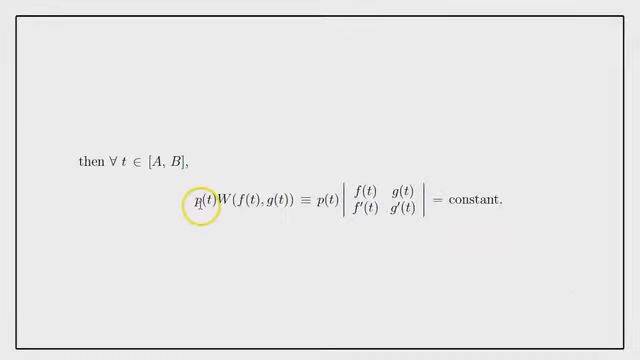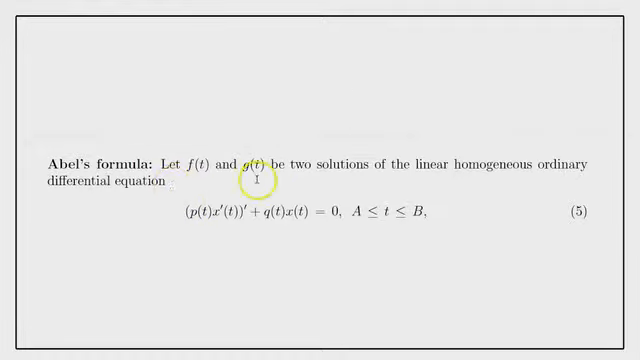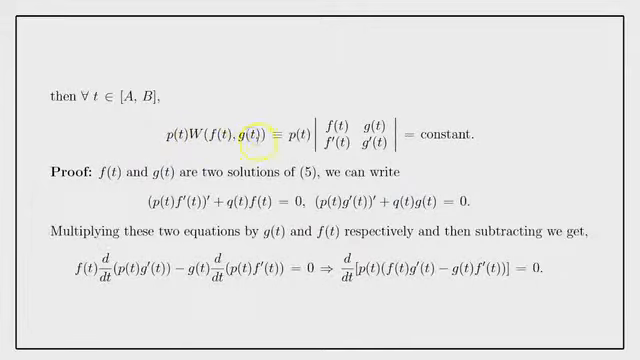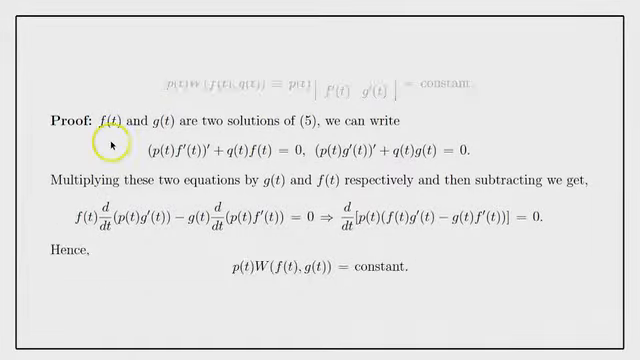Then pt times the Wronskian of f and g, which is denoted by W of ft comma gt and is defined as the determinant, whose first row consists of ft and gt, and second row consists of f dot t and g dot t. So, we can prove that if ft and gt are two solutions of this problem, then pt times the Wronskian of f and g is equal to a constant. What is the proof?